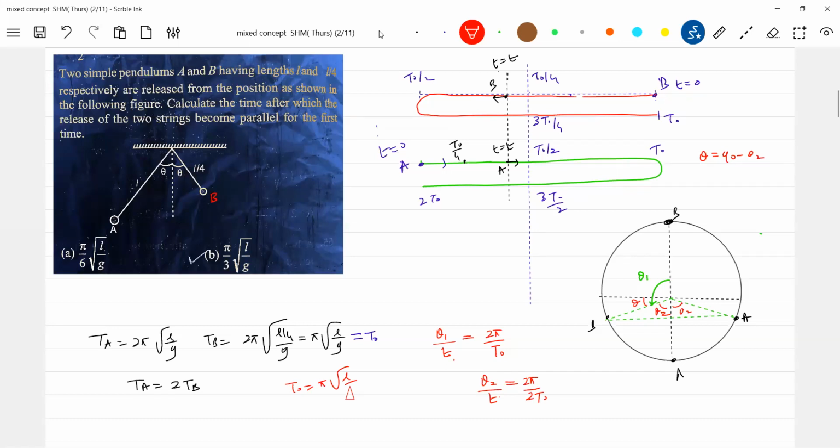Anybody, the value of theta 1 plus theta 2. So you can do one thing. What will this total angle be? Theta 1 plus theta 2 should be equal to 180. Or theta 1 is theta plus 90, plus theta.